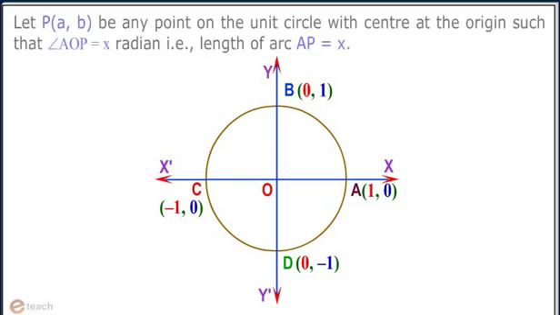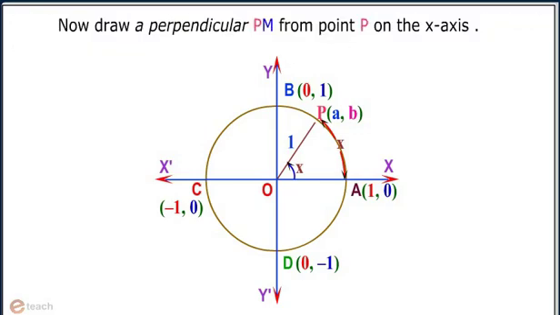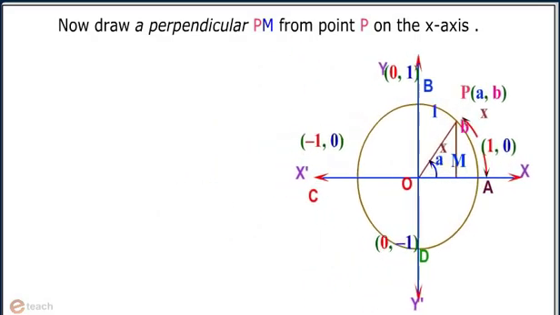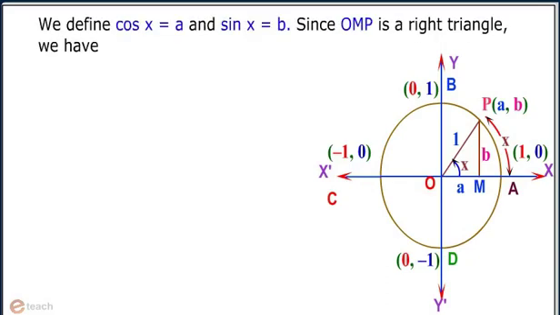Let P be any point on the unit circle with center at the origin such that angle AOP equals x radian, that is, length of arc AP equals x. Now, draw a perpendicular PM from point P to the x-axis. We define cos x equals a and sin x equals b.